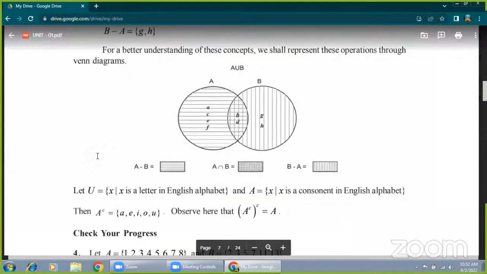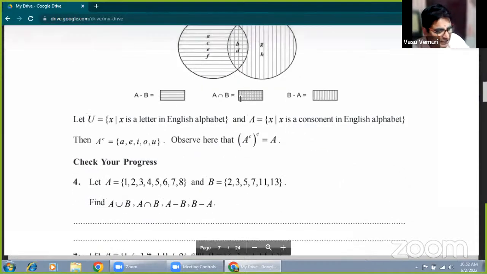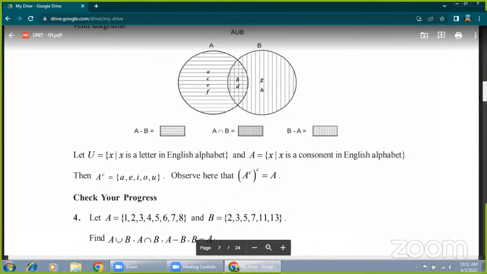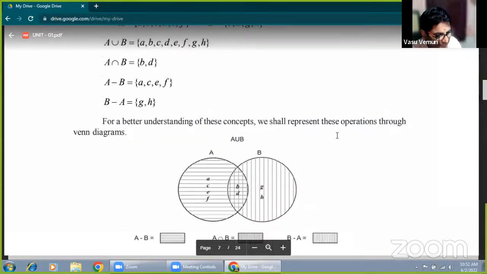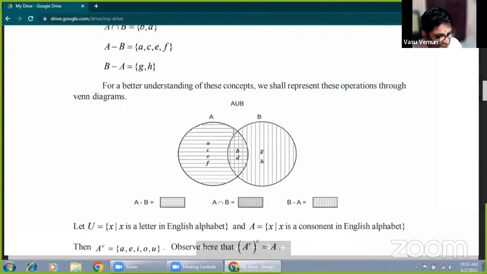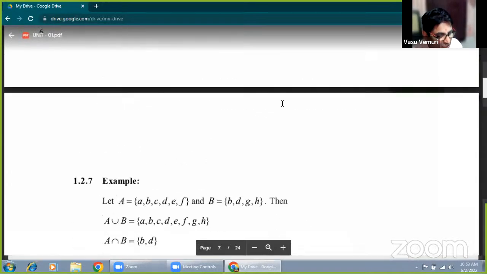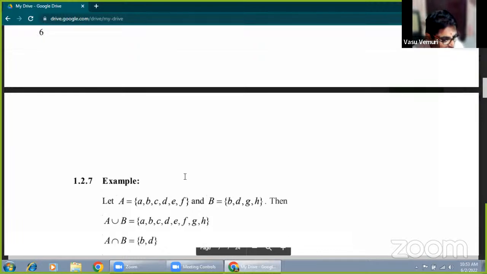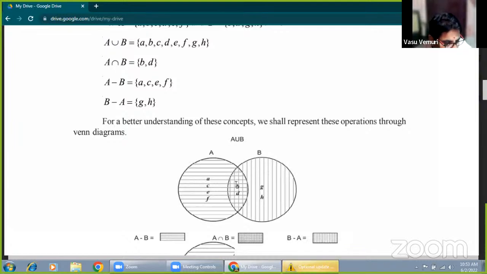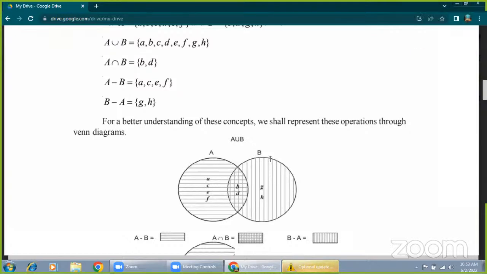Okay. Now you have to observe all the problems you practiced in the previous classes. Now this is the A union B part. All the elements are A, B, C, D, E, F, G, H. This is capital A in the Venn diagram, and capital B is only B, D, G, H. These are two sets here. What is the common intersection of this part? A intersection B is denoted by B and D. Those elements are common to A and B.